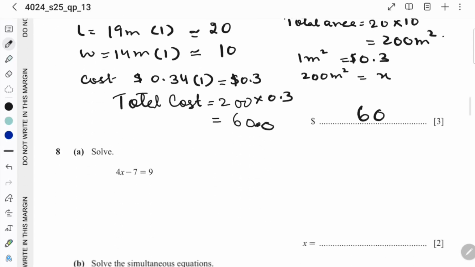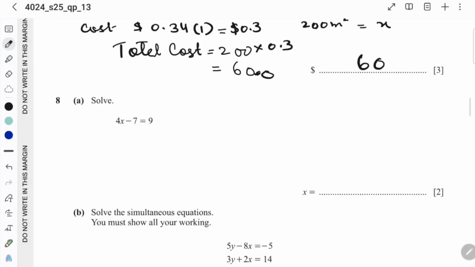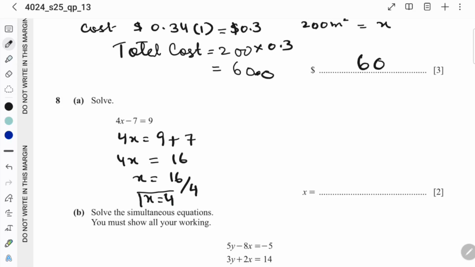Now move to question number 8. Solve 4x minus 7 equals 9. So 4x is equal to 9 plus 7, which is equal to 16. x equals 16 over 4, which will be equal to 4, because 4 times 4 is 16. So x is equal to 4.